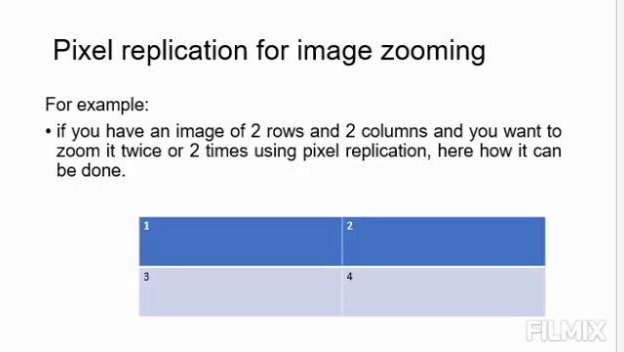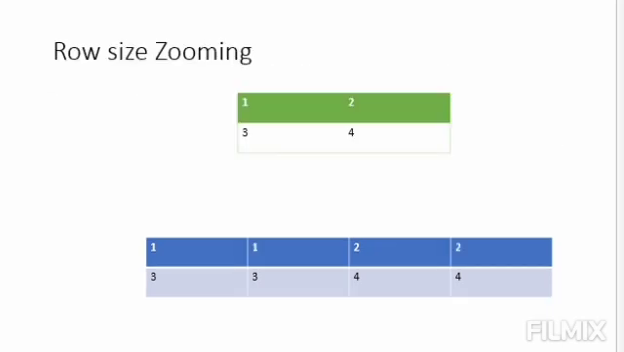So, for example, if we have an image of two rows and two columns and you want to zoom it twice, or two times, using pixel replication, here is how it can be done. For a better understanding, the image is taken in the form of a matrix with the pixel values 1, 2, 3 and 4. So the image has two rows and two columns.